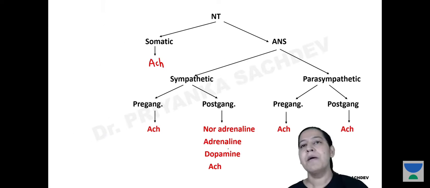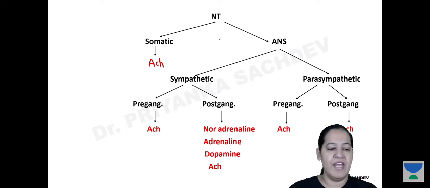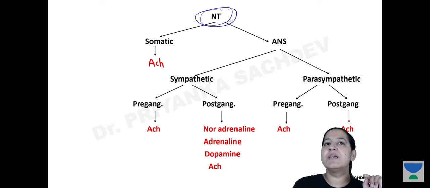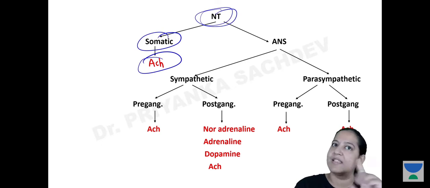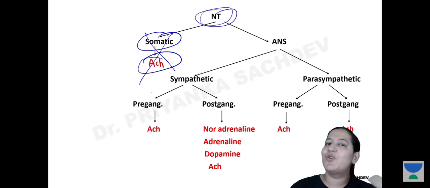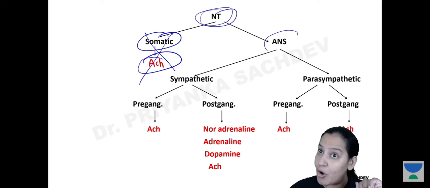So this is the basics you should know. This is the summary of what I have taught you. Neurotransmitter in somatic system is only one, acetylcholine. That's it. Today I am not teaching somatic system. It is not my concern. I am teaching you autonomic nervous system today.